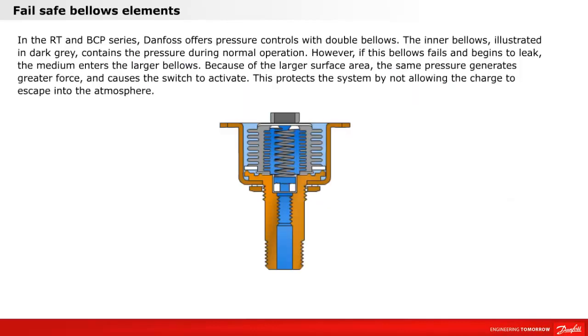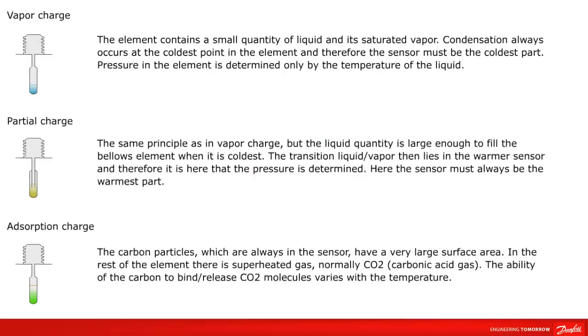In the RT and BCP series, Danfoss offers pressure controls with double bellows. The inner bellows, illustrated in dark gray, contains the pressure during normal operation. However, if this bellows fails and begins to leak, the medium enters the larger bellows. Because of the larger surface area, the same pressure generates greater force and causes the switch to activate. This protects the system by not allowing the charge to escape into the atmosphere.